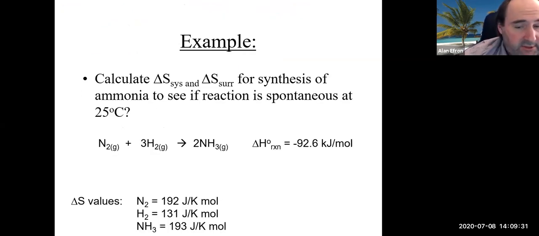All right, so why don't you try that? Here we want to calculate the ΔS of the system and the ΔS of the surroundings for the synthesis of ammonia. There's the ΔH for that, and those would be the ΔS values you can find in the table on the bottom. So calculate both of those, and then decide based on what you calculated, is this reaction going to be spontaneous or non-spontaneous? Take a couple minutes and see what you come up with.